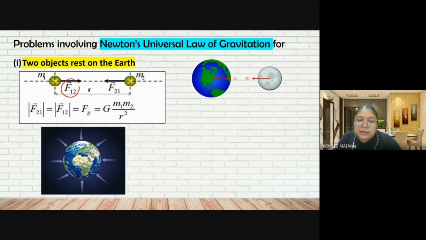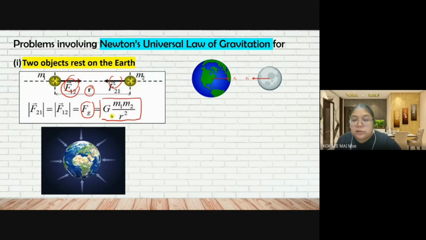So from here, we see 1 pulls 2, and 2 pulls 1, like this. So both pull each other. This one is R. So from here, we write that the first force and the second force are the same, although in opposite directions. So we put the modulus, no more opposite direction, all positive. So both forces are the same. This force we call the gravitational force. So they create this formula.